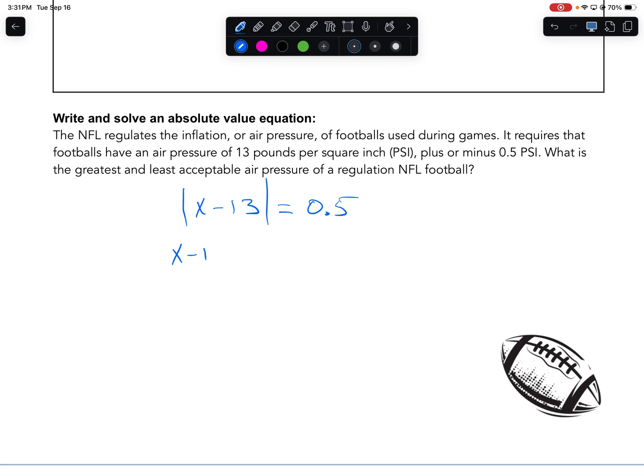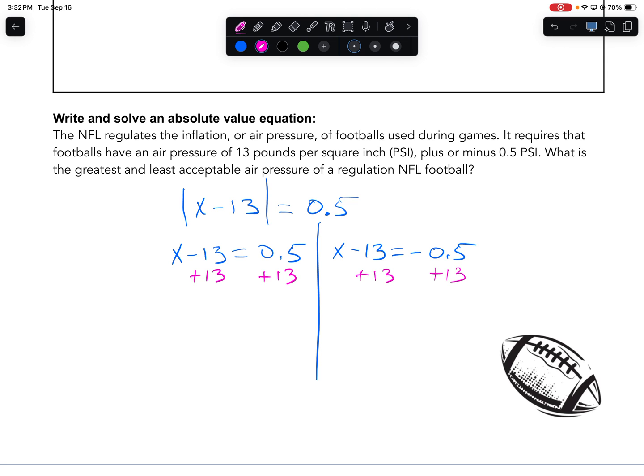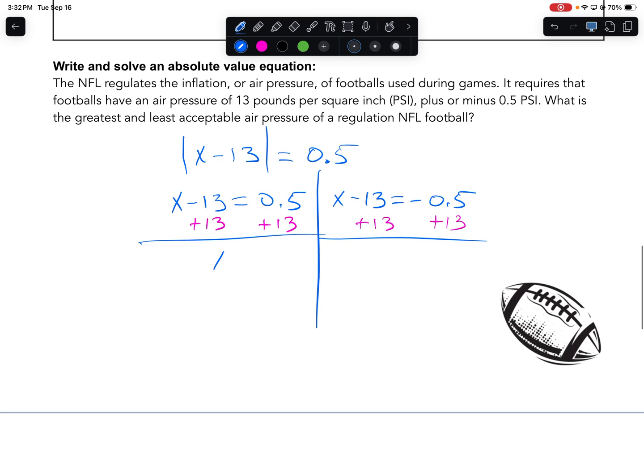So x minus 13 equals 0.5, case 1. X minus 13 equals negative 0.5, that's case 2. So what do I do to both sides of both equations? Add 13. You should already know the answer to this before you begin. You still have to prove it with an equation, like I said, because you're in Algebra 2. So x equals 13.5. Remember your units, PSI. And then x equals 12.5 PSI.